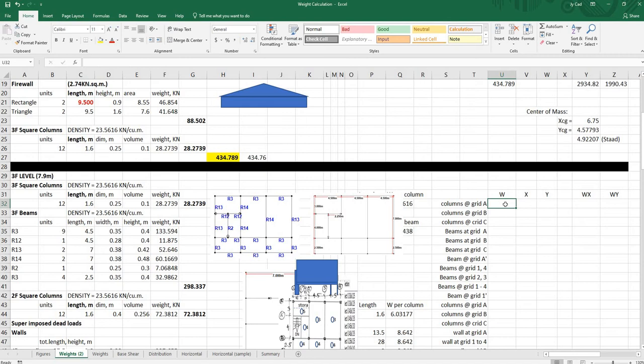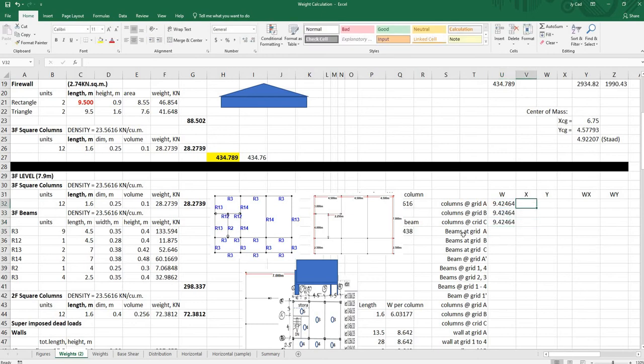So at grid A, you have 0.25 times 0.25, that's the area, multiplied by 1.6, that is now the volume. And then you multiply it by how many pieces? 4. At grid A, you have 1, 2, 3, 4. Then you multiply it by the unit weight of concrete, 23.5616. And then, ganyan din sa grid B and grid C. So, pwede nating copy yan.